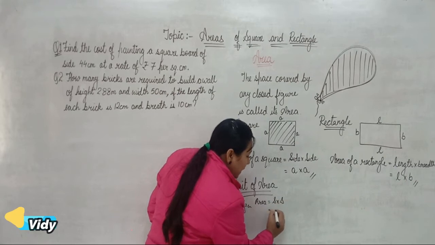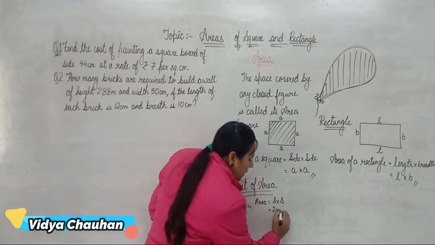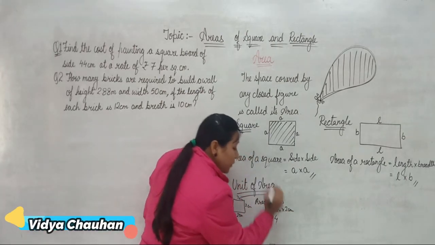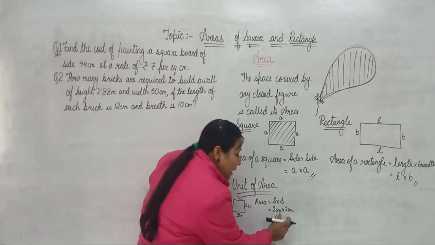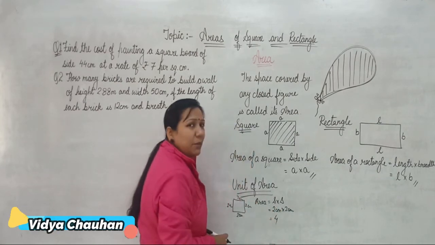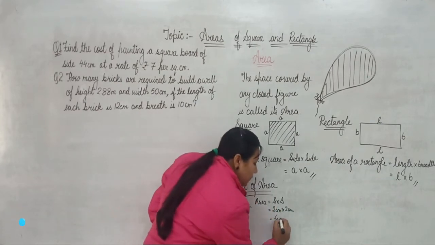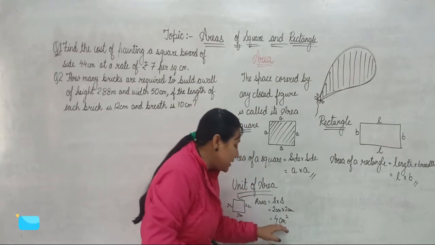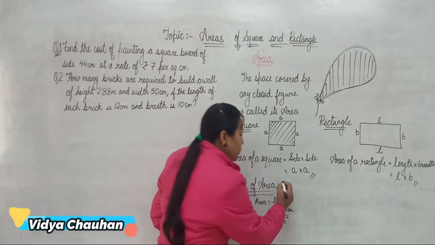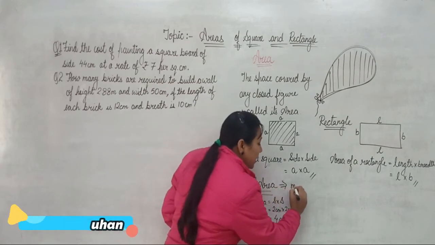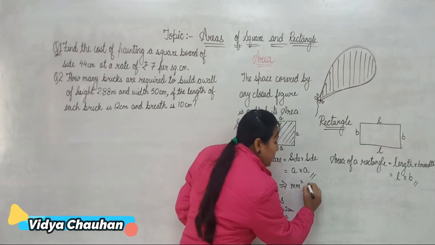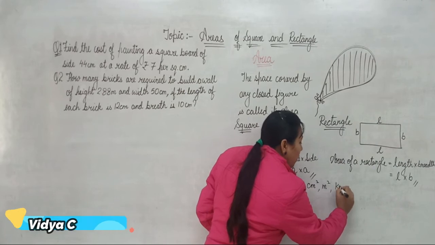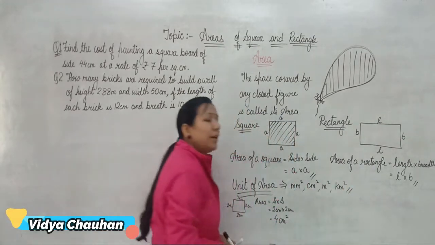Side multiplied by side, that is 2 centimeter multiplied by 2 centimeter. Now 2 multiplied by 2 will become 4. Similarly, centimeter multiplied by centimeter, what will it become? We can write it as centimeter square. So this is the unit of area. Areas are expressed in millimeter square, centimeter square, meter square or kilometer square.